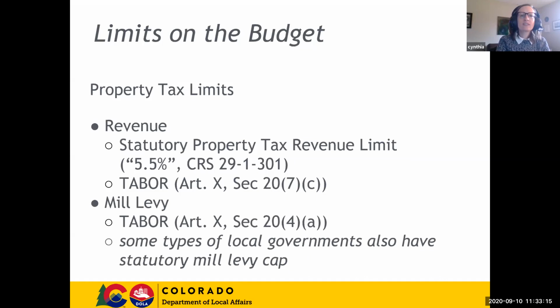And then some kinds of local governments also have a maximum mill levy set within their authorizing statute. Those local governments would still need voter approval to tax, but the two off the top of my head are that downtown development authorities have a 5 mill cap, and soil conservation districts have a 0.5 mill cap, I believe. And then the TABOR mill levy says you can't increase the mill levy from the prior year without voter approval.